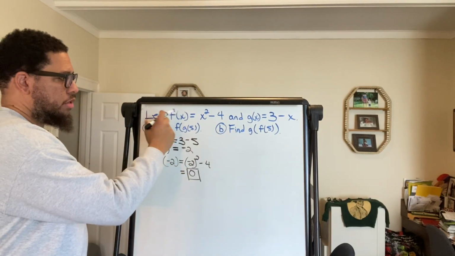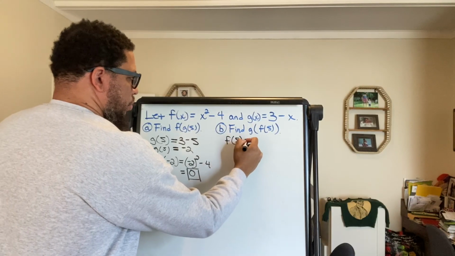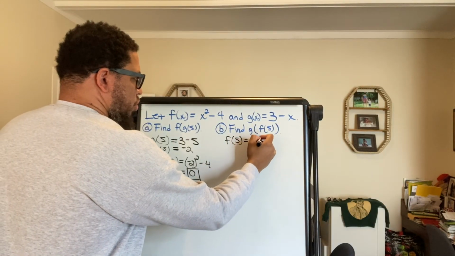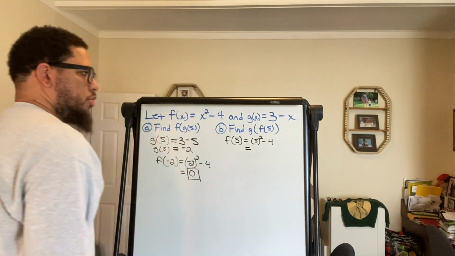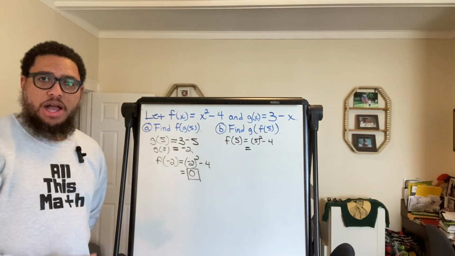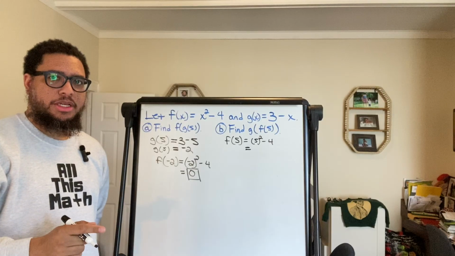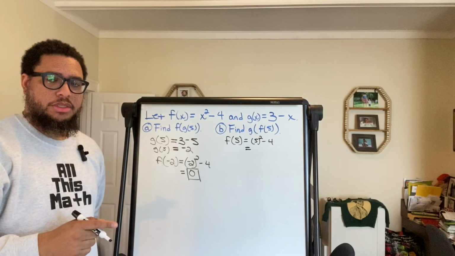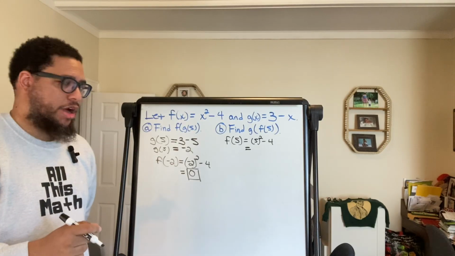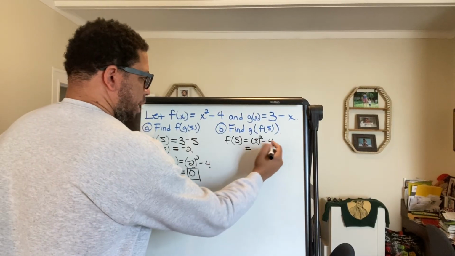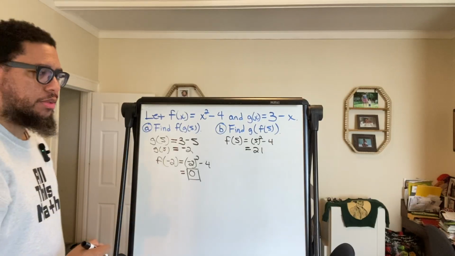So I go to F, and it's going to be F of 5, which equals 5 squared minus 4. Now 5 squared is not 10. 5 squared is 25. 5 squared is equal to 5 times 5. So we have 25 minus 4, which is 21. So F of 5 is equal to 21.